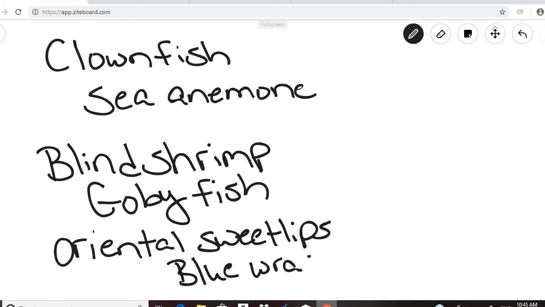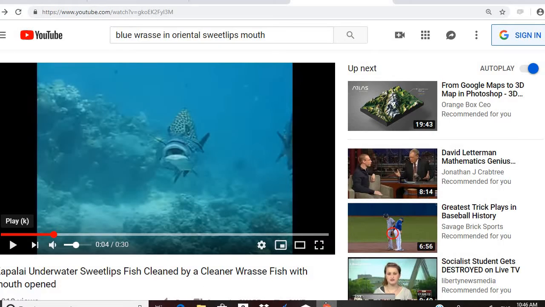And so, like many fish, the Oriental sweetlips has teeth, and those teeth get dirty with debris from what the fish has been eating. And so what happens is the blue wrasse will swim into the mouth of the Oriental sweetlips and clean its teeth. So the Oriental sweetlip benefits by having its teeth cleaned, and the blue wrasse benefits because it gets food. So let's watch a video of this relationship.